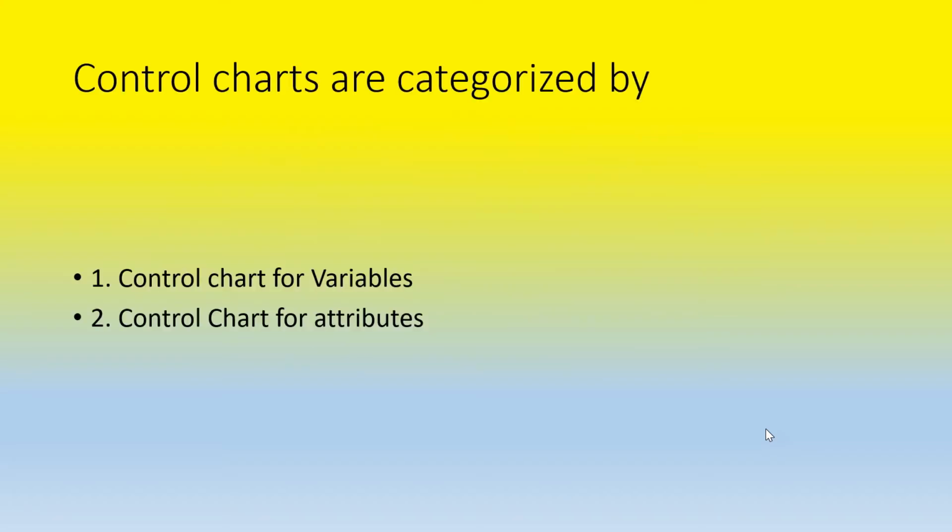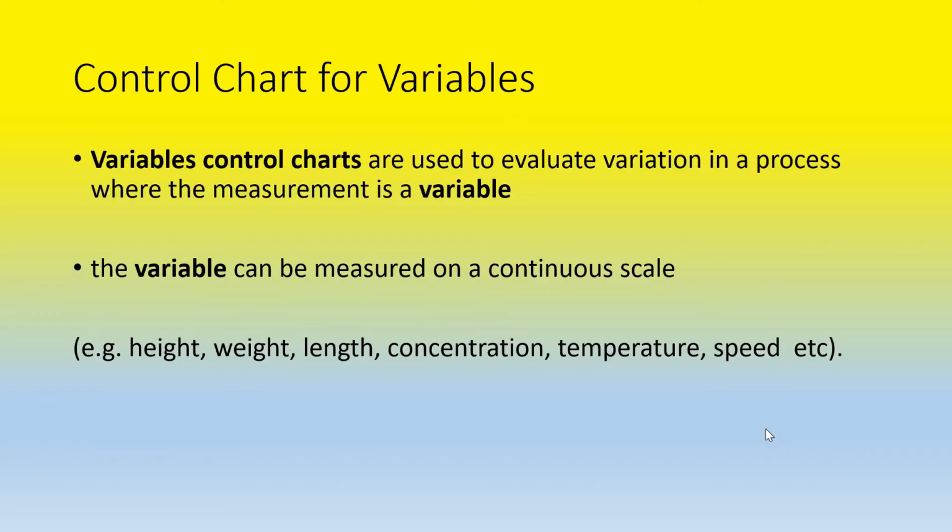Types of control chart. What are the different types of control charts? There are two categories. One is control chart for variables. Another one is control chart for attributes. So what is control chart for variables? Variable control charts are used to evaluate variation in a process where the measurement is a variable. If one particular variable we are able to measure, then we can draw the control chart for variables.